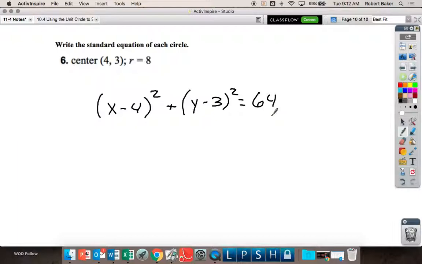You guys are like pros now. You're graphing circles around circles. Get it?